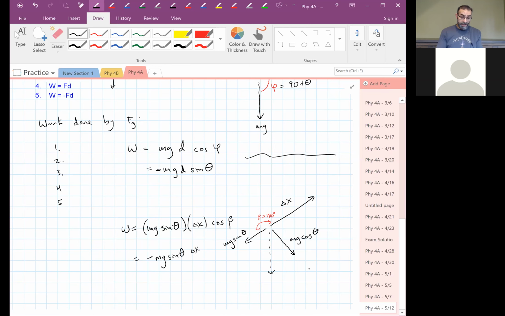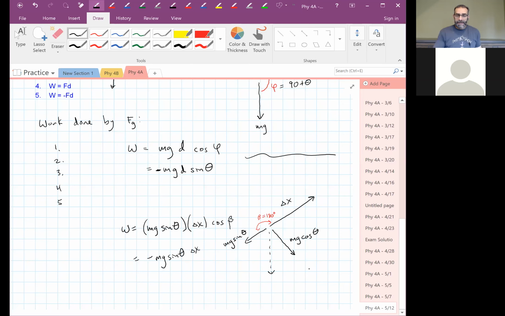Ah, good question about directions and signs. It says, do we have to use the cosine theta? Don't we know that the delta x is in the positive direction and the mg sine theta is in the negative direction? The answer is you have to use the cosine theta. Work is totally independent of your choice of coordinate system. You can choose up the incline as positive. You can choose down the incline as positive. Doesn't matter. We all should get the same answer for work done.